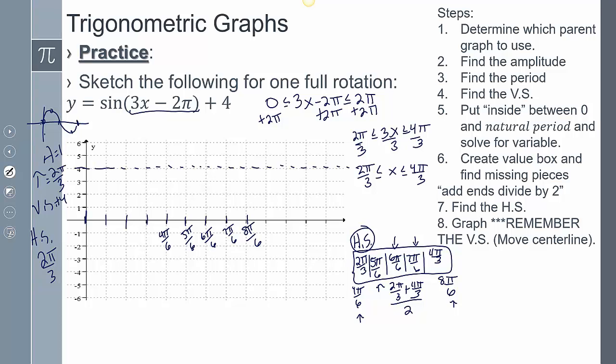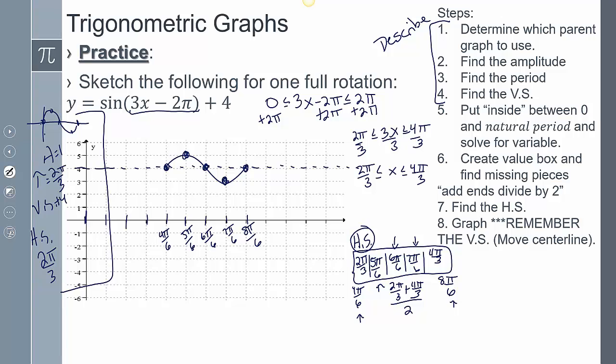So now copying the image of my parent graph, the first value is at the center line, the second value is at the amplitude, the third value crosses the center line, fourth value goes below the amplitude, and it goes back to the center line. And there's my one full rotation. So remember, the first phase that I did here is I described the graph. And that's what all of this right here was, just spending time to describe the graph.